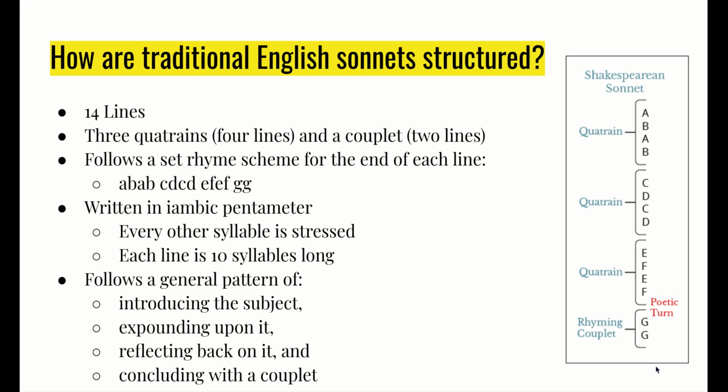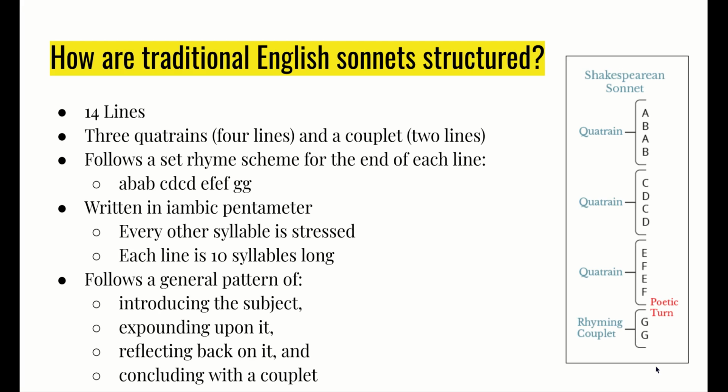Shakespearean sonnets are all written in iambic pentameter. Iambic pentameter, which is the common meter in English, is a meter in which every other syllable is stressed, and each line is 10 syllables long.